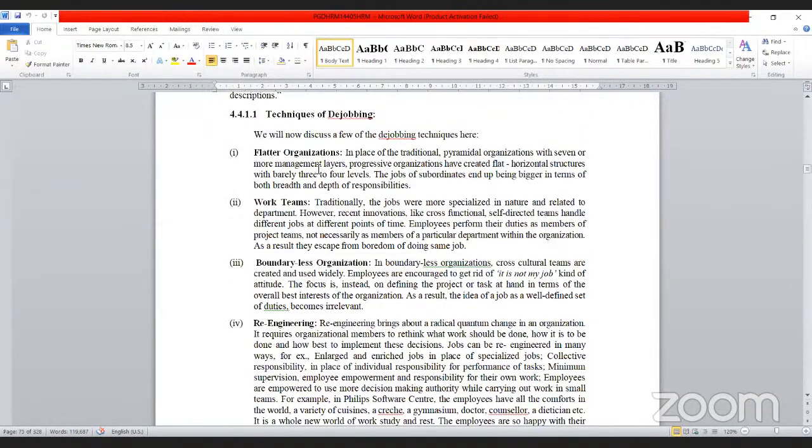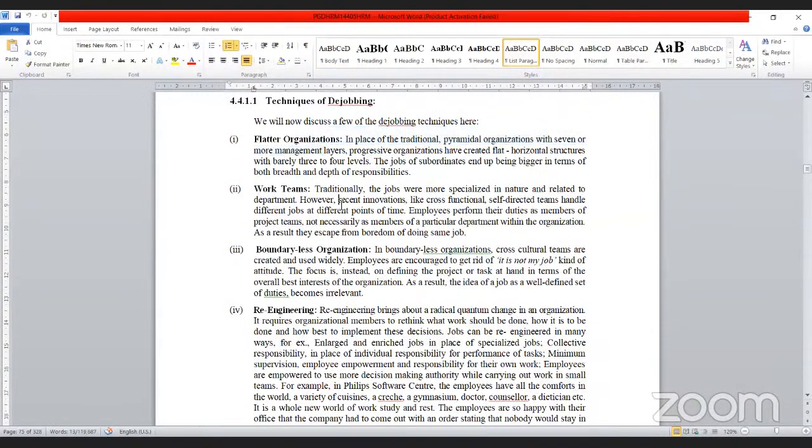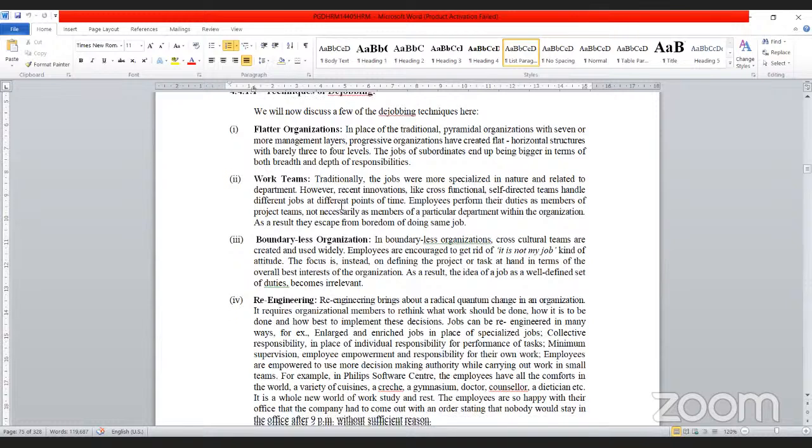So, what are the techniques of dejobbing? Flatter organization: in place of the traditional structure with all its managerial layers, there are horizontal structures with barely three or four levels, so the jobs of subordinates end up being bigger in terms of both breadth and depth of responsibilities.